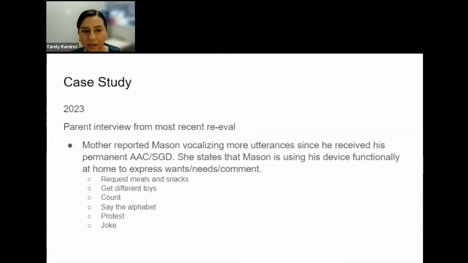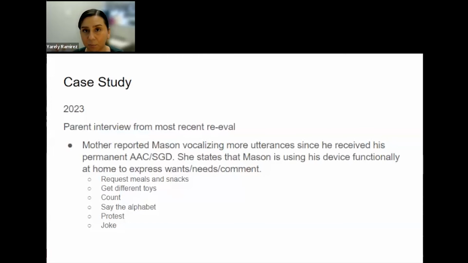And then 2023 rolls in. So currently, based on his most recent eval, mom reported that he's able to use his permanent speech generating device, and that he is using it functionally at home to express what he wants, what he needs, and just to comment. He's really good at requesting the meals and snacks he really wants. He really likes popsicles, by the way.